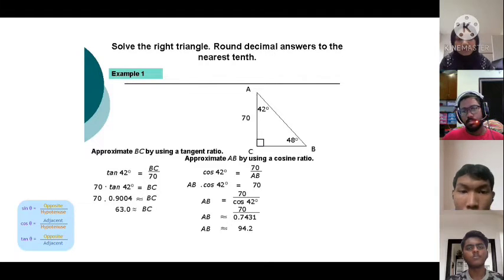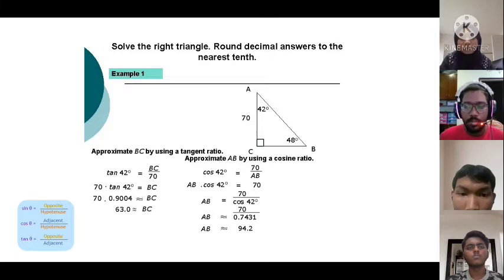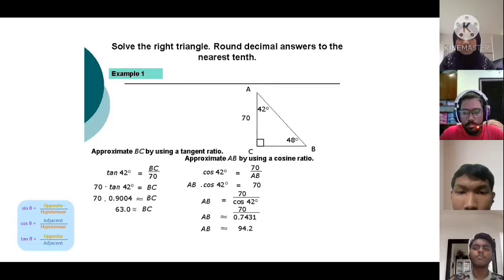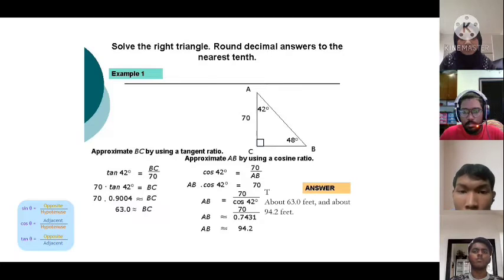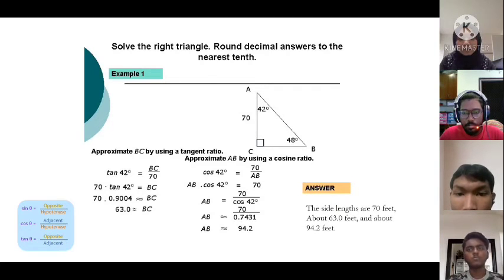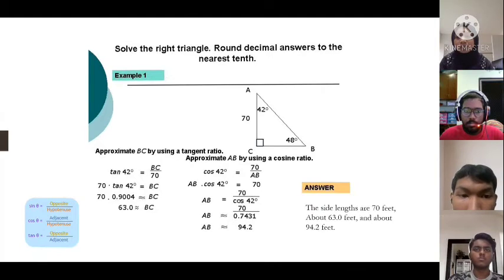Apabila kita gerakkan cos 42 degree ke belah kanan, kita akan tekan kalkulator 70 bahagi cos 42 degree sama dengan 94.2, AB. Answer: the side lengths are 70 feet, about 63.0 feet, and about 94.2 feet.